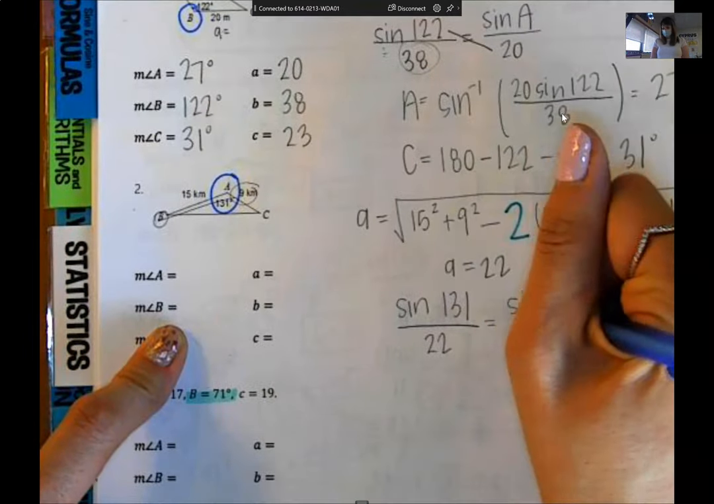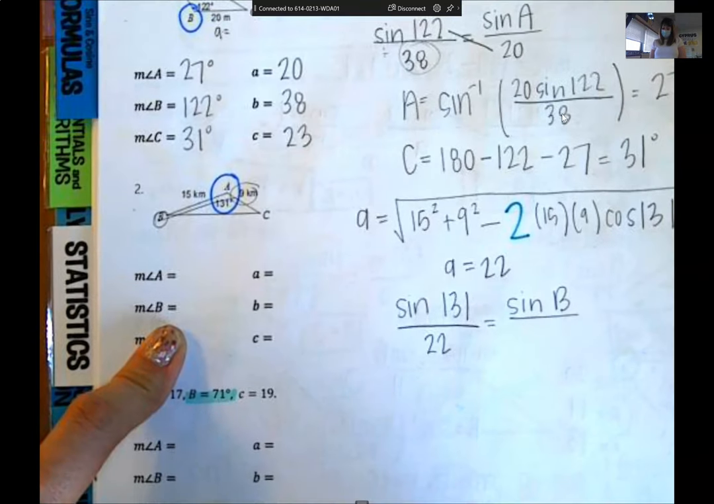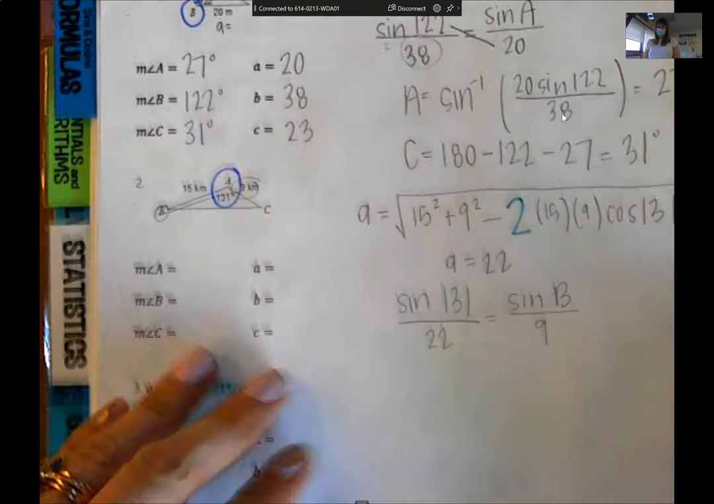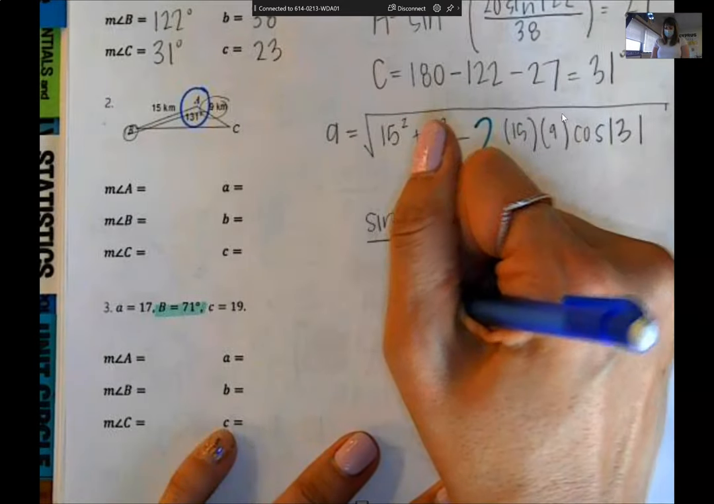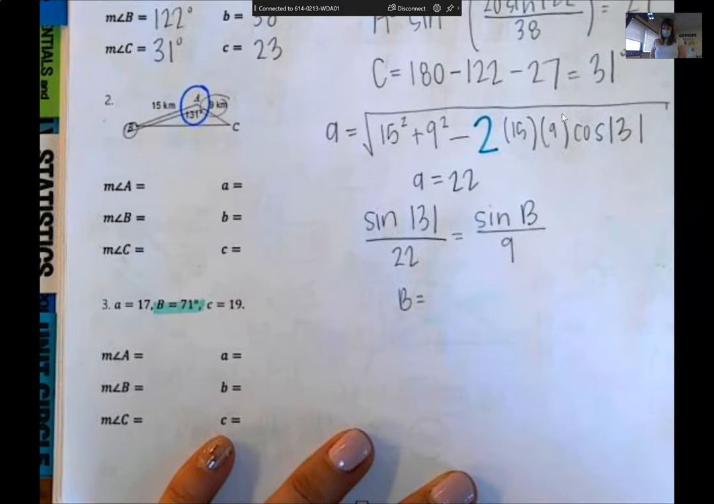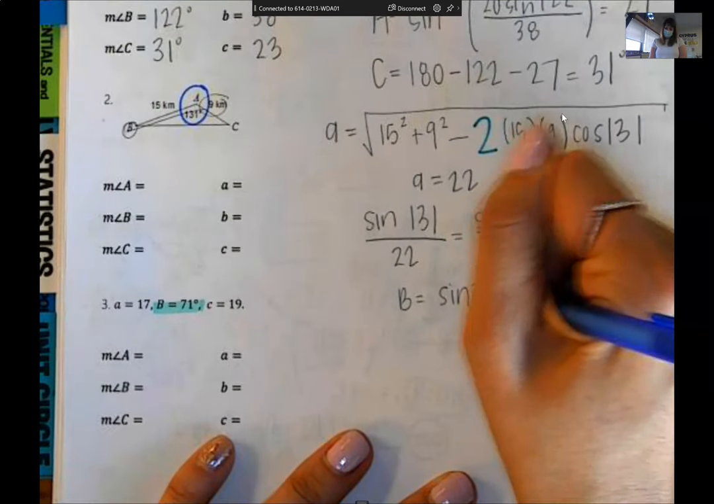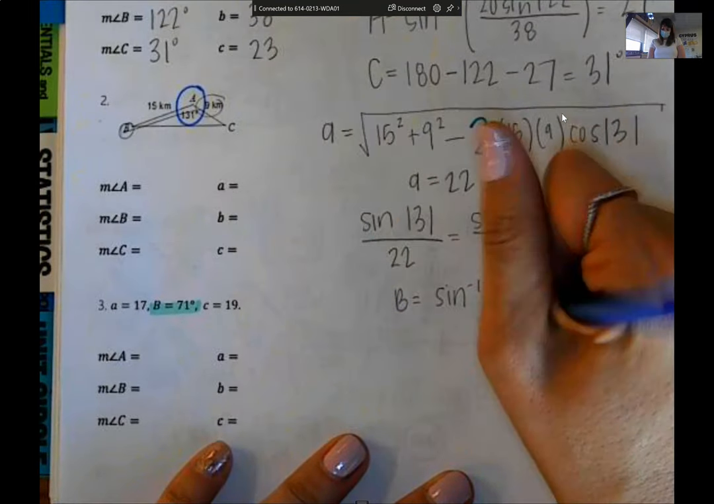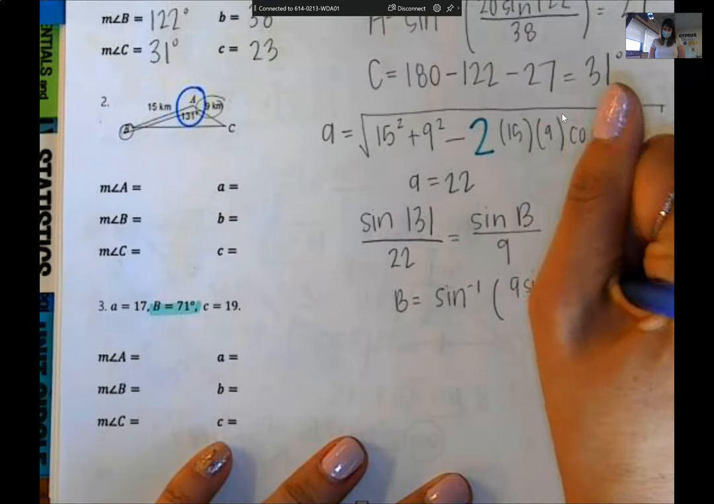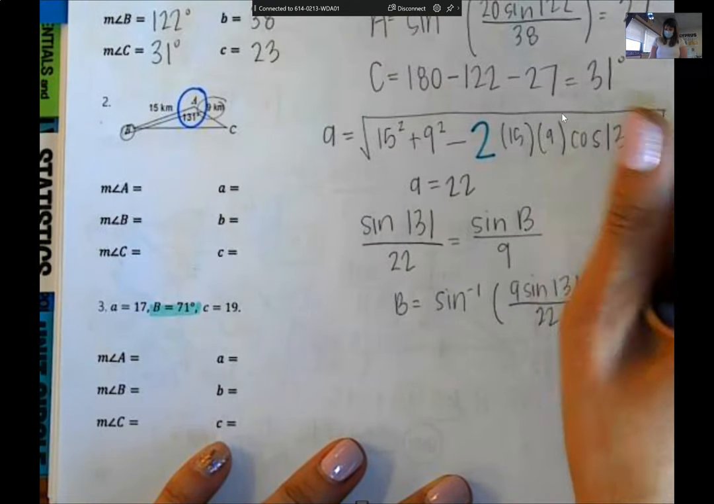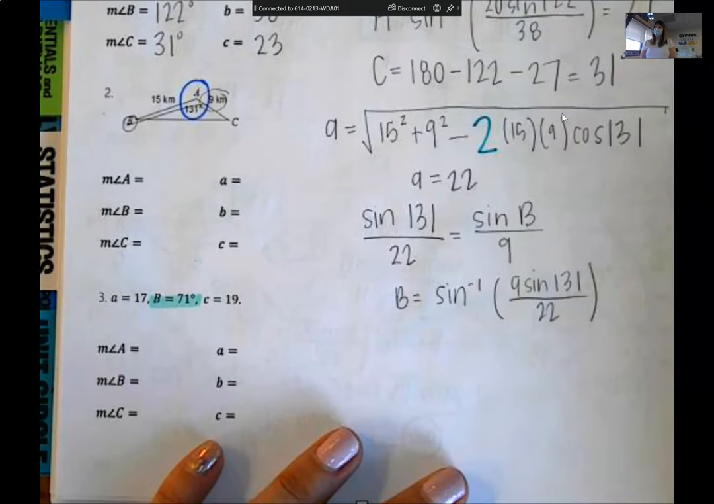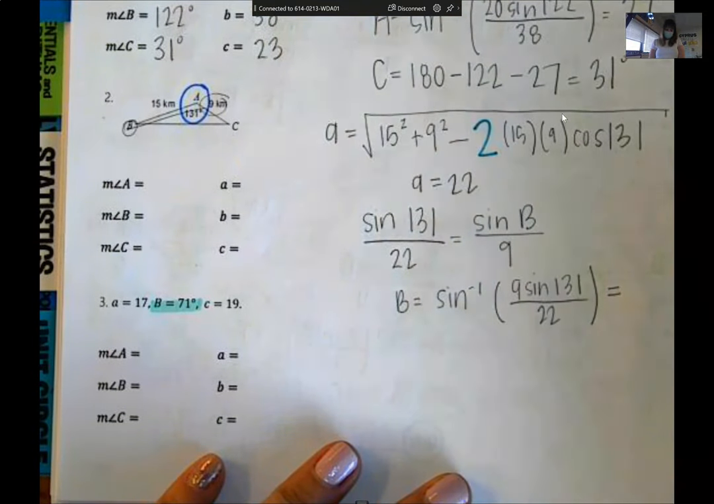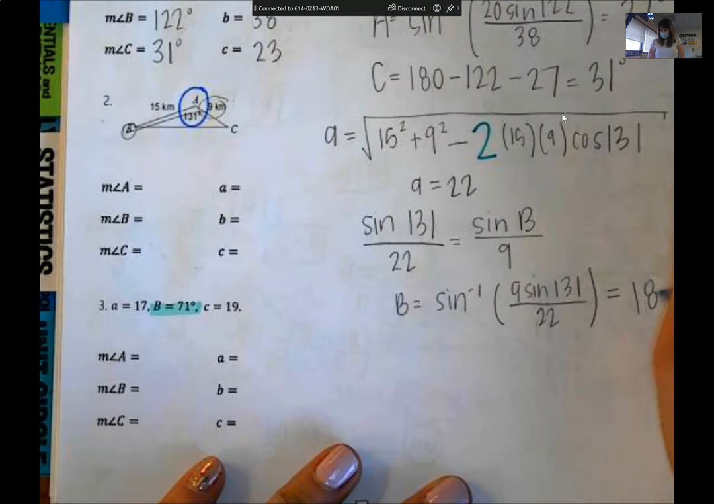So sine capital B over 9. Capital B then will be sine inverse of 9 sine 131 over 22. We're going to round that to the nearest whole. How many? 18. I don't know how you guys can plug that in so fast.